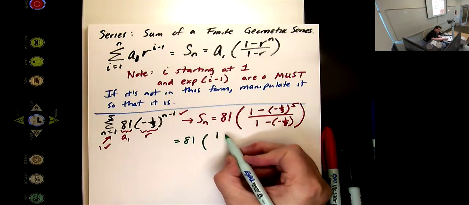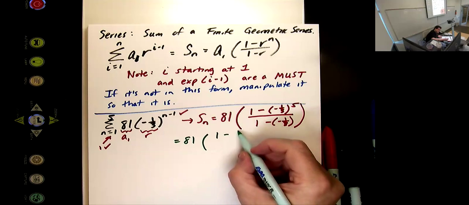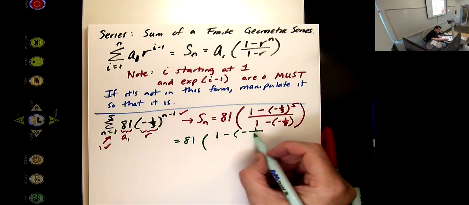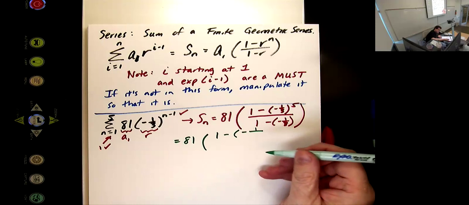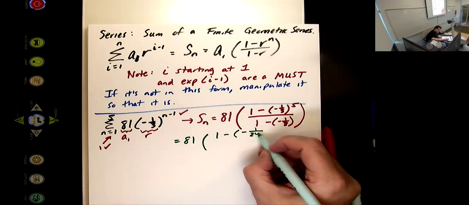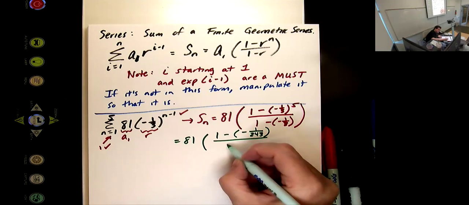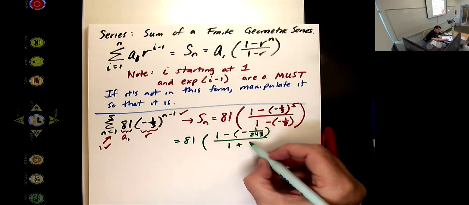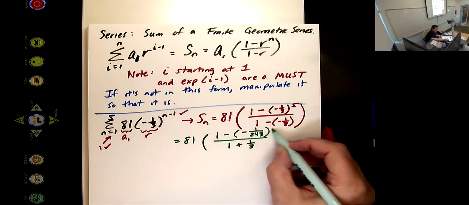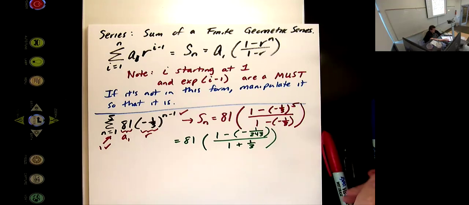This is 1 minus negative 1 over, let's see, 3, 9, 27, 81, 243. This is 1, two minuses make a plus. So that's 1/3. So there's a lot of fractions and fractions here, right? And everybody loves fractions.